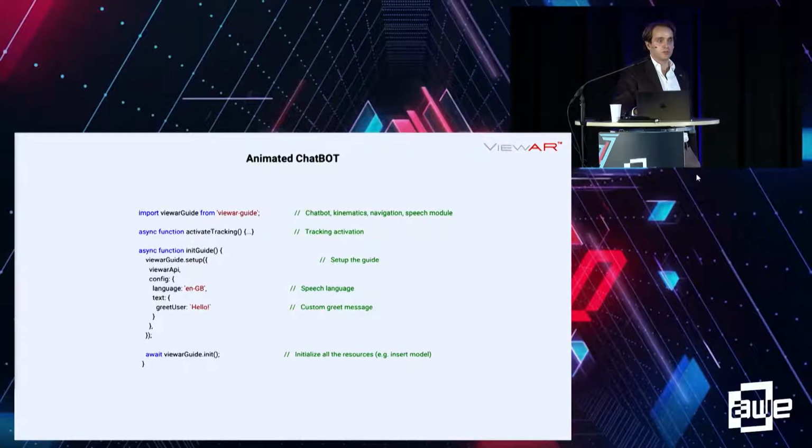So we have a component called ViewAR Guide that obviously we activate the tracking and so on, and then we call a method called initGuide that gets our viewer API passed, and it has a bit of configuration, as in which language it should speak and which welcome message it should have, and then we can initialize this object.